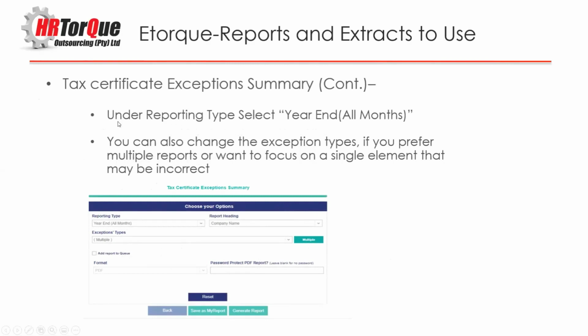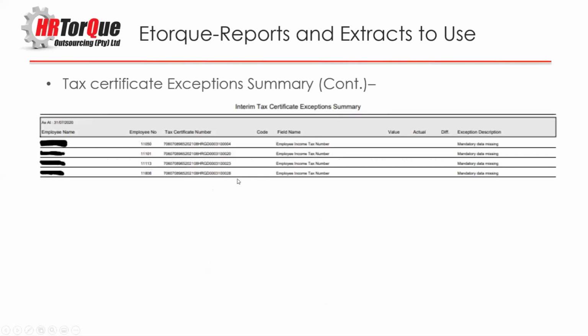The second is the next screen. Under the reporting type, you're going to select year end. If you pass with the interim one, you would have remembered that little drop down menu over here. This one here also has the ability to just do the interim submission, so the first 6 months, or alternatively, you can just do up to the current month. So it will process everything up to the current month.